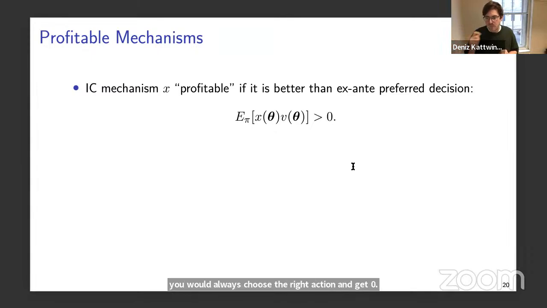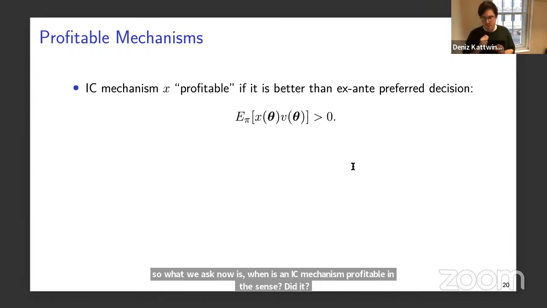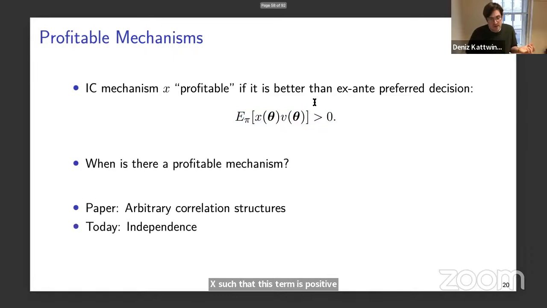So what we ask now is, when is an IC mechanism profitable, in the sense that it yields the principal an expected payoff that is better than the preferred decision? And this is exactly when we have an IC mechanism X such that this term is positive. This is the question. In the paper we answer this question for an arbitrary correlation structure. Today we are going to focus on independence.